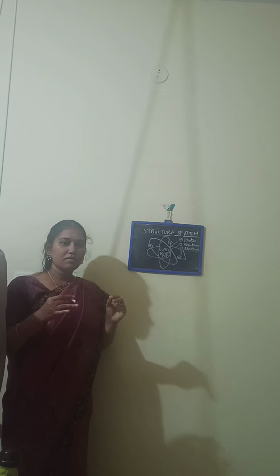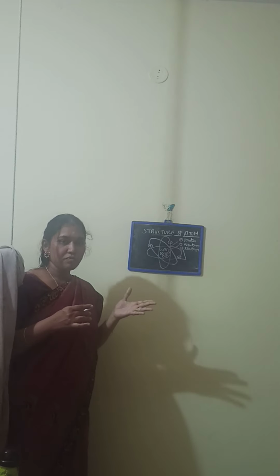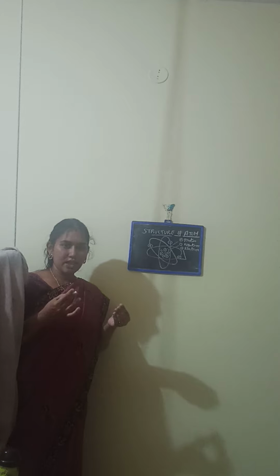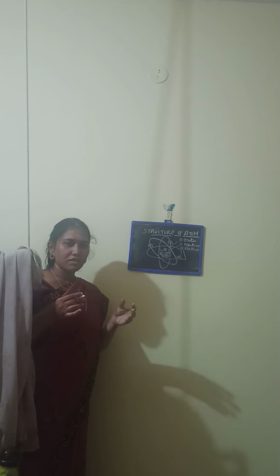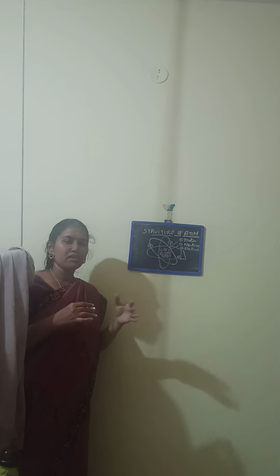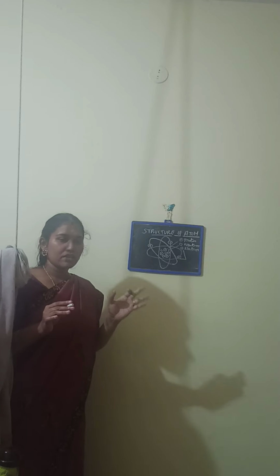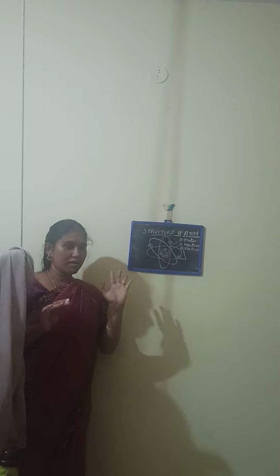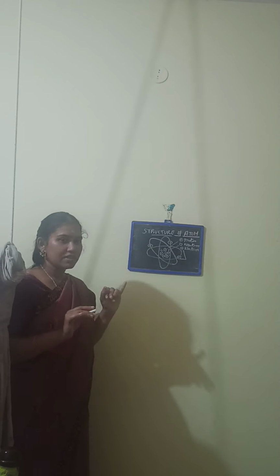Fine. Then next we go for the structure of an atom as suggested in different ways. Many scientists suggested atom structure in different ways. Among them, three methods were very famous. The first method is J.J.